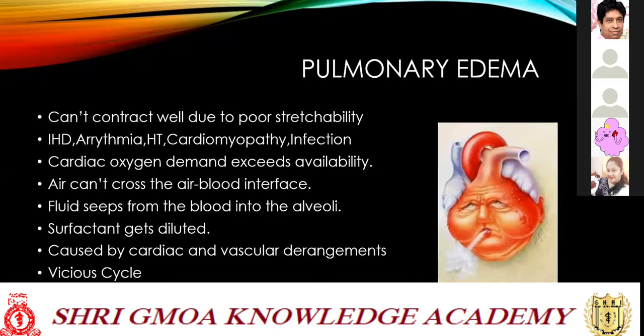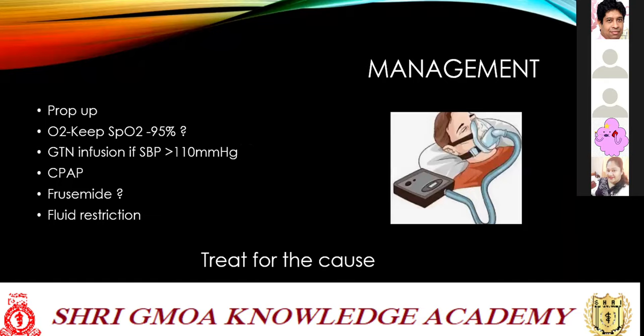The basic of treating pulmonary edema is you have to prop up the patient and start oxygen. Keep saturation somewhere less than 95 in this situation, because oxygen is a pulmonary vasodilator. So when you give more oxygen, that will dilate your pulmonary vessels and more fluid retention is there. So that will act as a negative effect on the heart failure. So don't give too much oxygen. Try to keep saturation about 92, 93, which is more than enough for a heart failure patient.